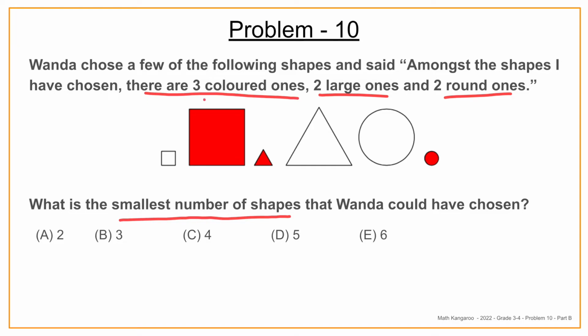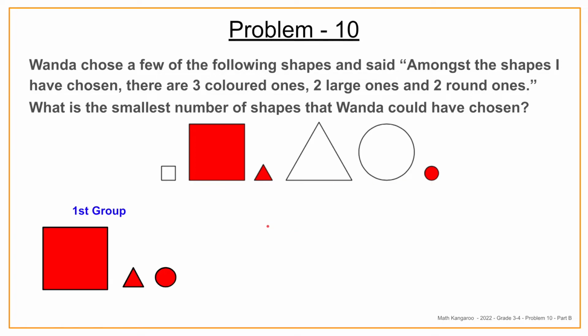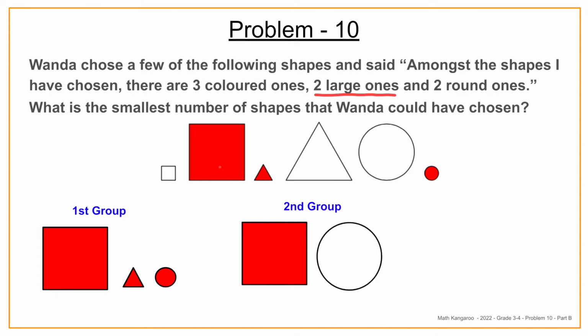First, she picks 3 colored ones. So we picked a bigger square, a small triangle, and a small circle. Second, 2 large ones. So we could pick either a bigger square, a triangle, bigger square, circle, or a triangle or a bigger circle. We picked a square and a circle for now. 2 round ones. So third group she chose is 2 round. That is a bigger circle and a small circle.